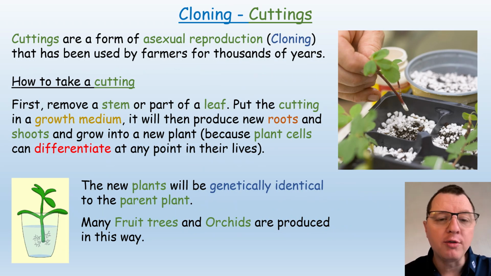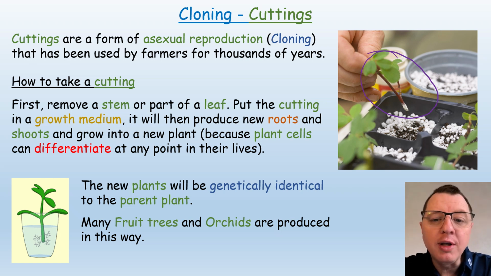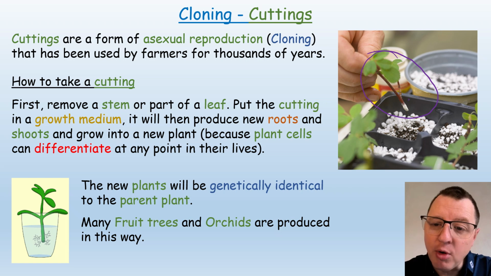So the oldest form of cloning is known as cuttings, and this occurs with plants. Cuttings are a form of asexual reproduction or cloning, and it's been used by farmers for thousands of years. So to take a cutting, you first remove a stem or a part of a leaf, as you can see here, and you put the cutting into a growth medium, normally that contains some auxin.